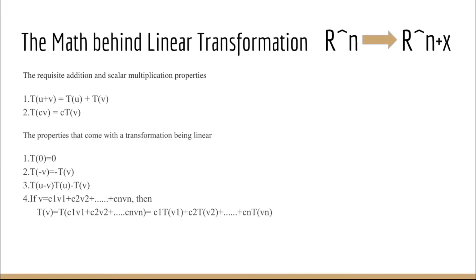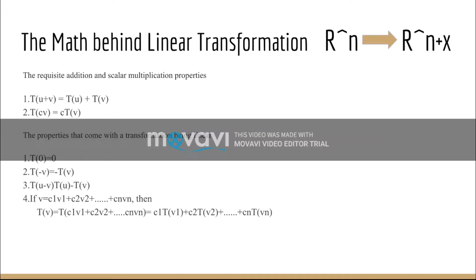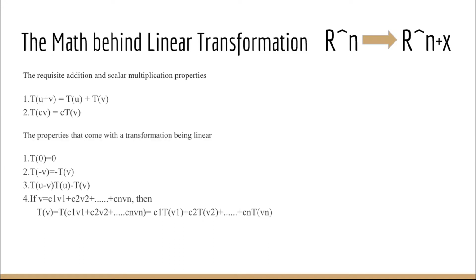Properties listed on screen, like the zero vector of the domain maps onto the zero vector of the codomain, and a negative of a vector of a domain maps onto the negative of that vector in the codomain, as well as the others listed, are included when a transformation is linear.